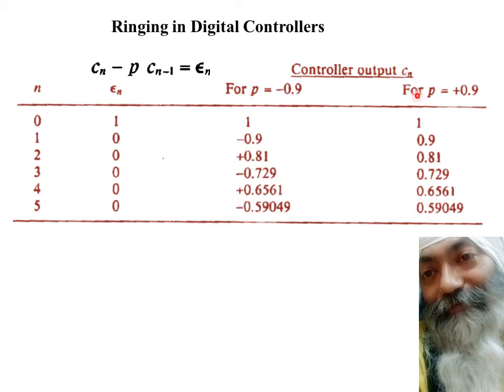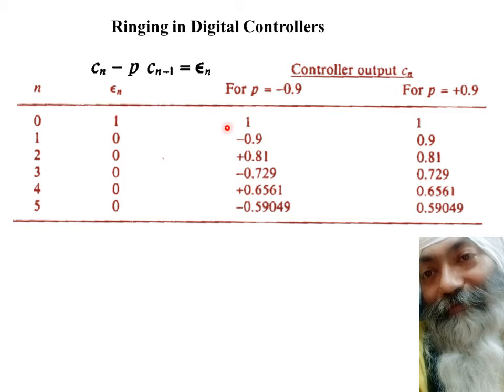However, if you take p is equal to plus 0.9 and put this value of p in this equation over here, and again with the help of copy and pencil or pen, you again compute as per the value of epsilon n. Subsequently, the value of cn minus 1 will be coming over here. You will find, you have to verify it on your own, you will find step by step that the controller output is changing from 1 to 0.9 to 0.8 to 0.7 to 0.6 and so on and so forth. There is no change in polarity of the output of controller. This is something very important.